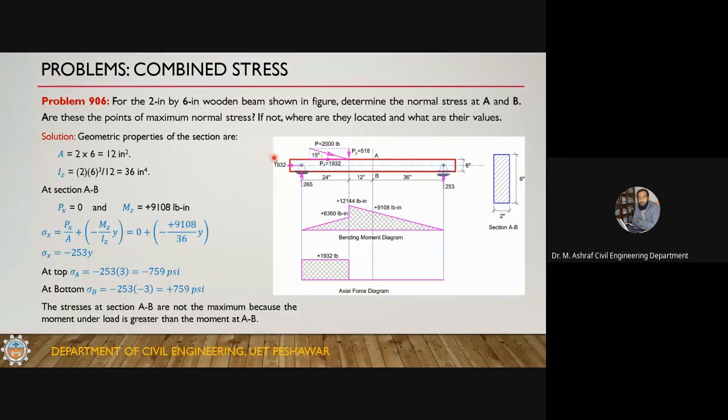Okay, now to balance it for the vertical forces, let's take a moment about this left support, and suppose this reaction is R1 and this reaction is R2. R1 and R2, these are the reactions. Take a moment about this point, about the left support.